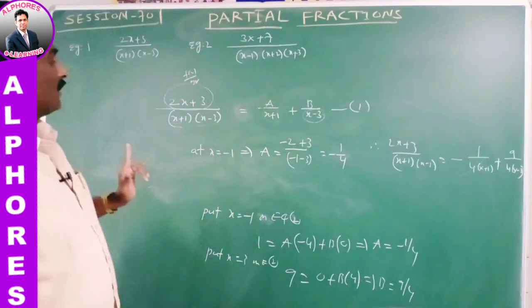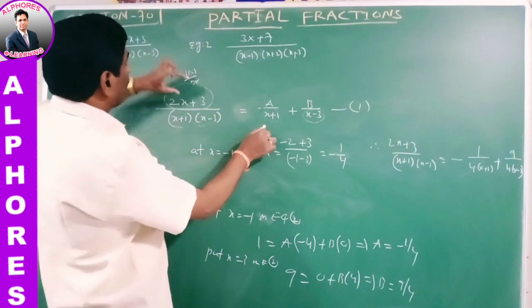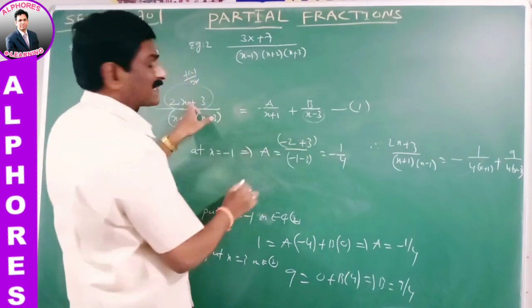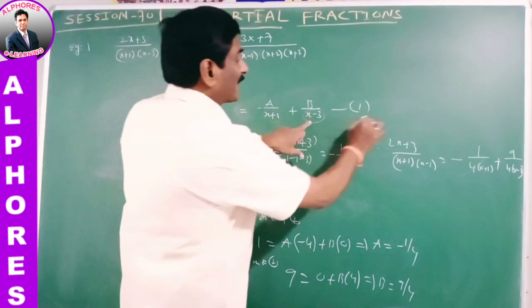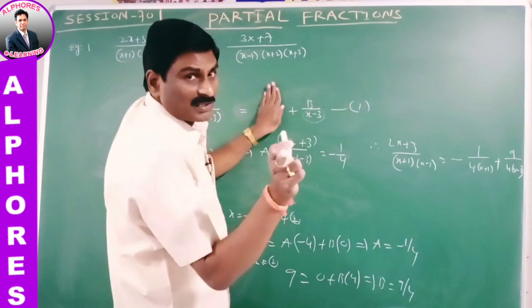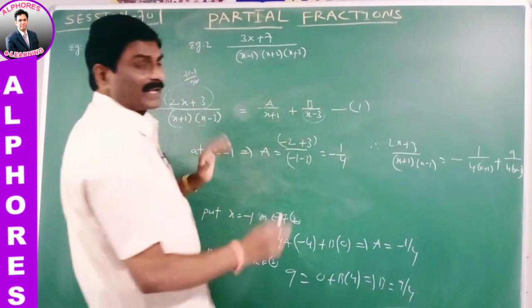Once again, substitute the value of x for getting A. Put x is equal to minus 1 in the numerator of LHS. So you take the numerator value minus 2 plus 3, and all denominators of this partial fraction. Here there is only one partial fraction, so substitute in this equation. That means minus 1, minus 3, that is equal to minus 1 by 4.